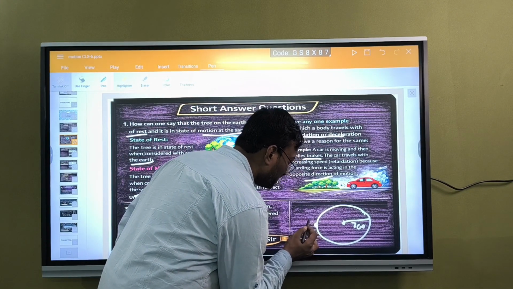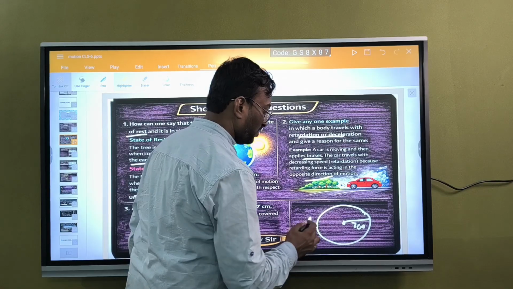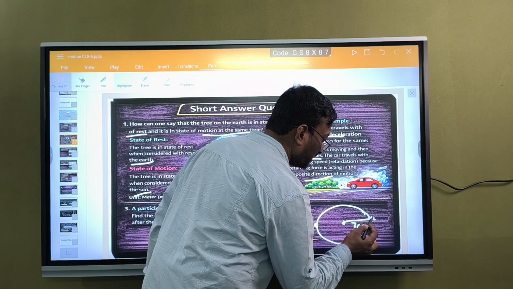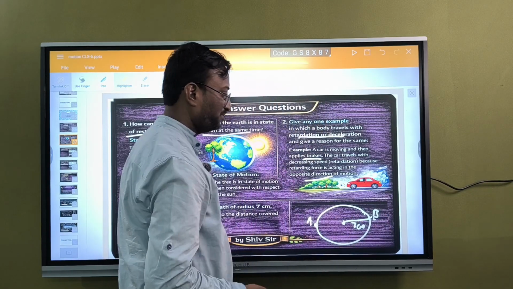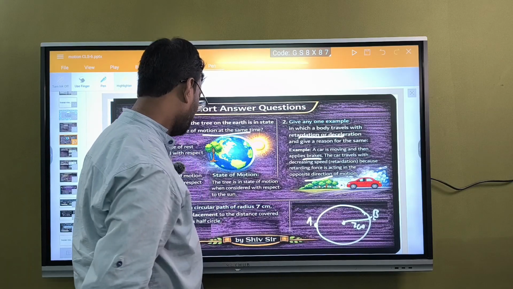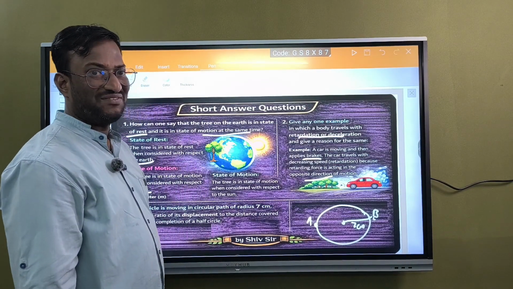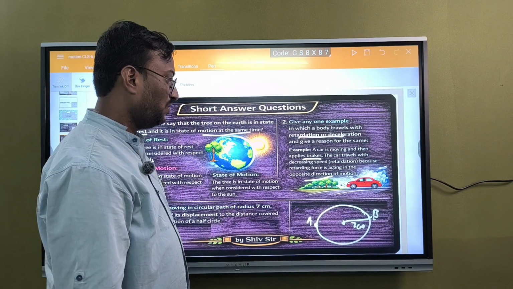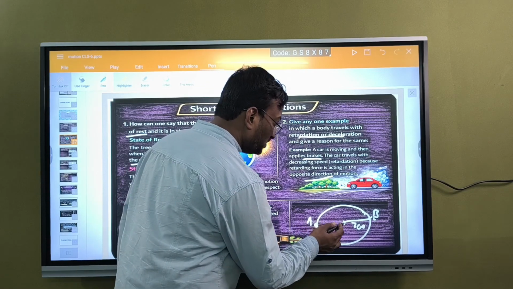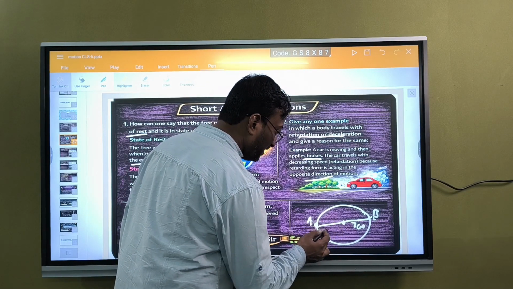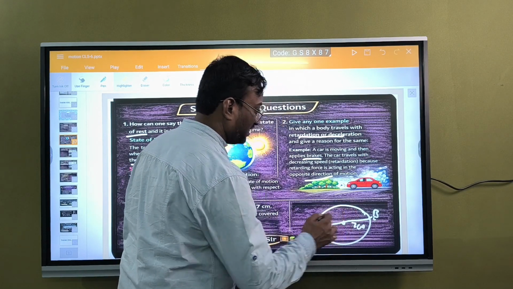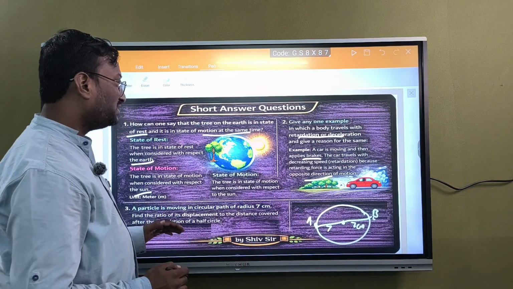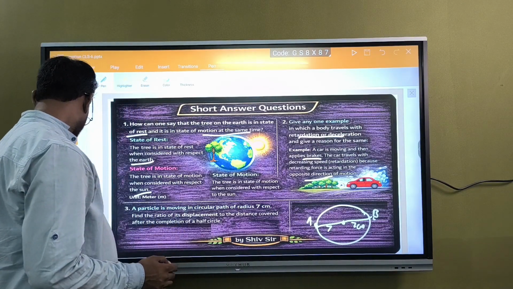Suppose the particle is at the position A. In order to complete the half circle, the particle will be in the position B. The radius is 7 centimeters. This is the total diameter. Total diameter is 7 plus 7, 14 centimeters. What is the displacement here?